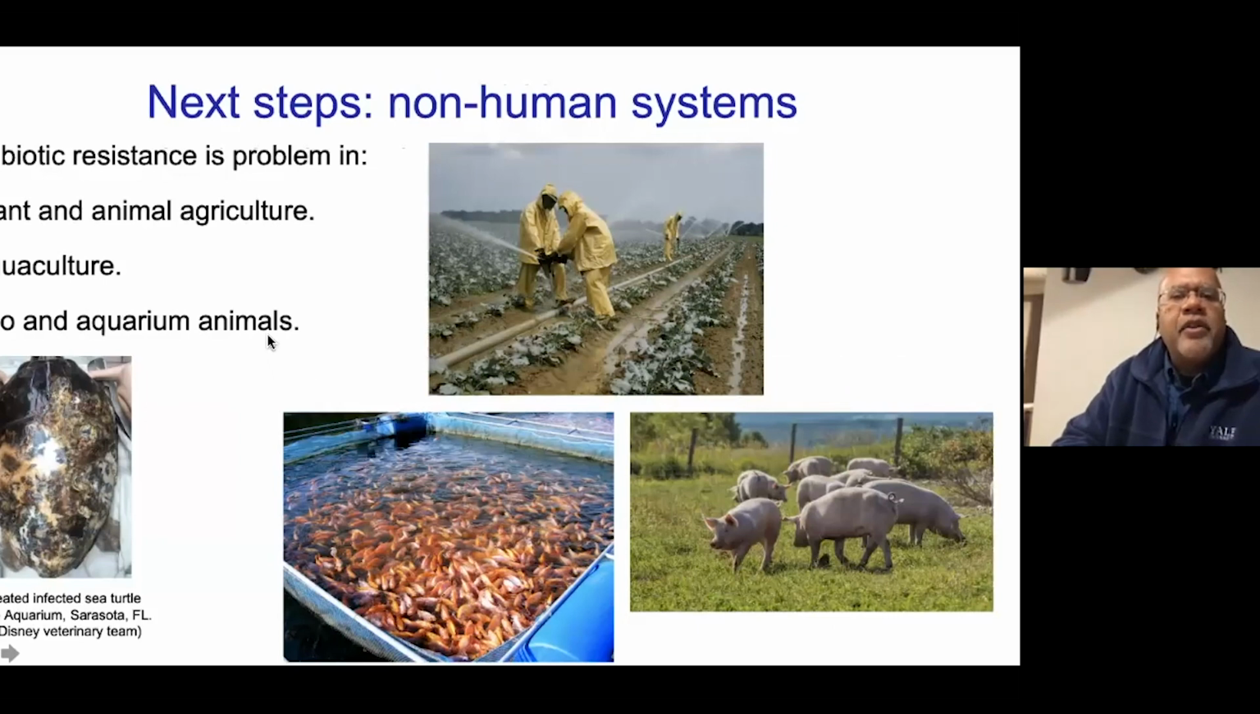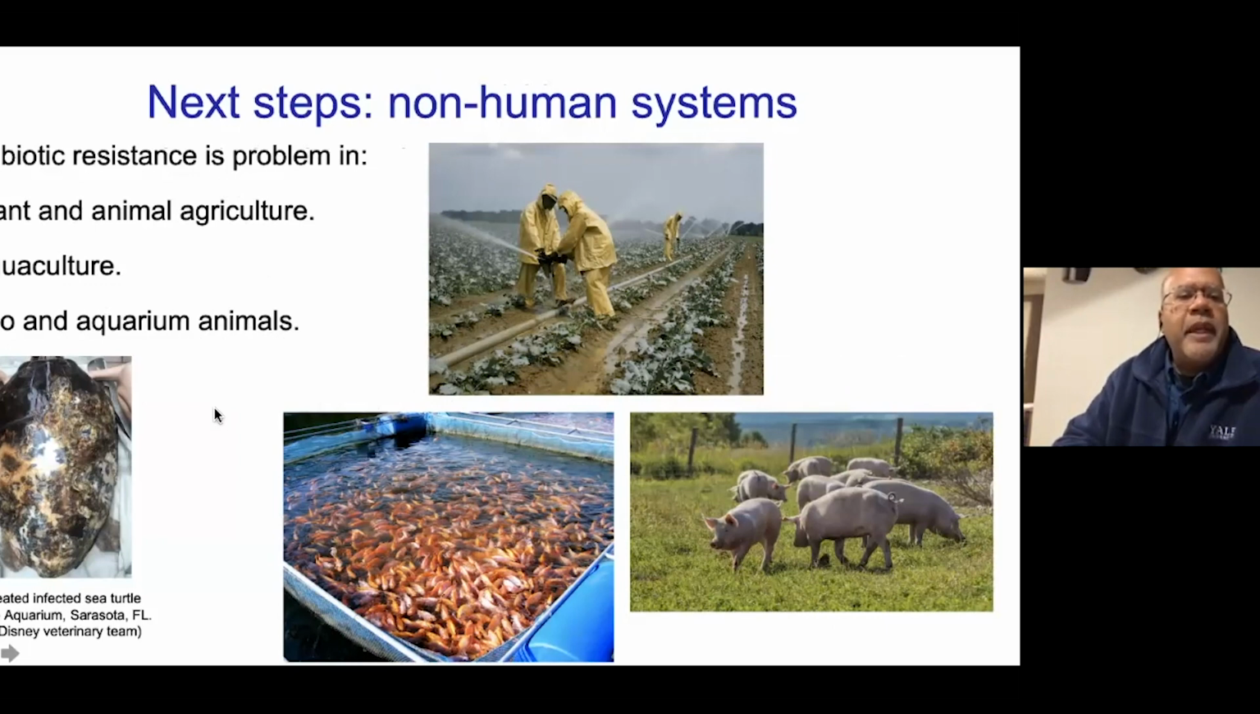And the next steps also involve non-human systems. Antibiotic resistance is a big problem in humans, but it's also a big problem in plant and animal agriculture and in aquaculture, where this stuff can economically collapse when you have antibiotic resistant bacteria coming in and causing devastation. So therefore it threatens food security. So we're trying to work against that.